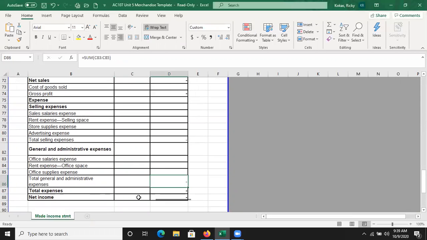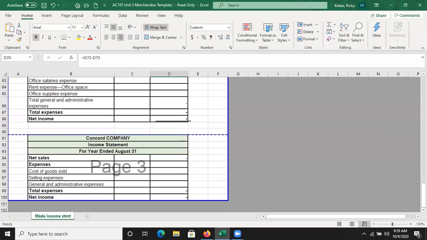Then you take a total of all your expenses. That's your total general and administrative expenses and your total selling expenses. Total that. Your net income is the gross profit figure, not the net sales figure. Gross profit minus the total expenses. Don't use net sales. Gross profit minus total expenses.